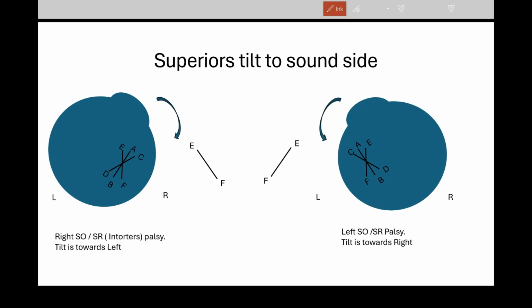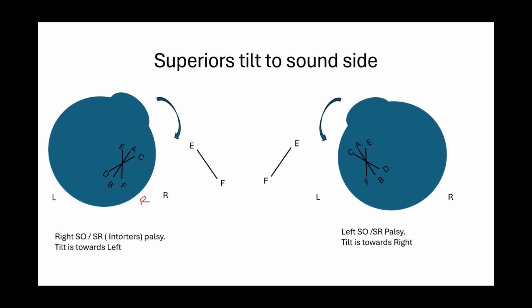The common rule of thumb that is observed in diplopia charting is, when there is a superior palsy, the tilt is towards the sound side. So let's take this eye, which is the right eye. Let's see whether, as per this rule, superior palsy leads to tilt to the sound side. Here the right eye is the abnormal eye, so as per this rule, the tilt has to be towards the left side. So let's see if it is happening.